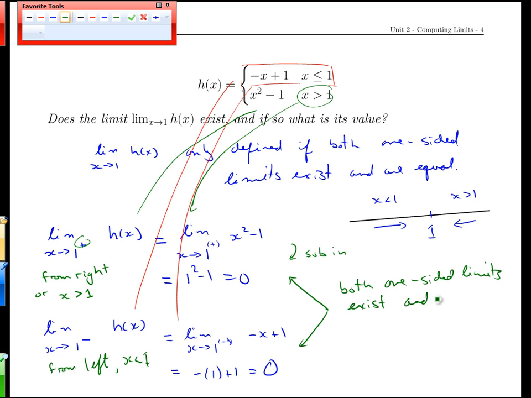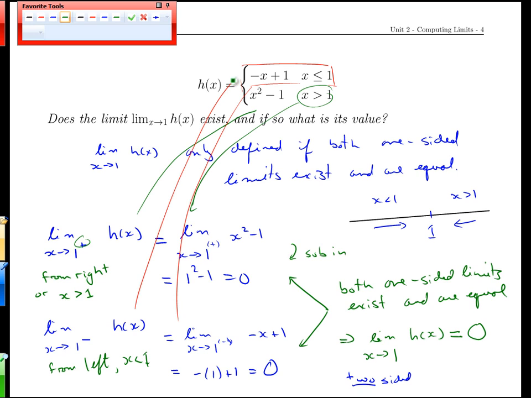And are equal. That's the important part. And that lets us say that the limit as x goes to 1, this is the two-sided version now, or what we used to call just the regular limit of h of x, well, it's going to exist, but more particularly, it's going to equal 0.